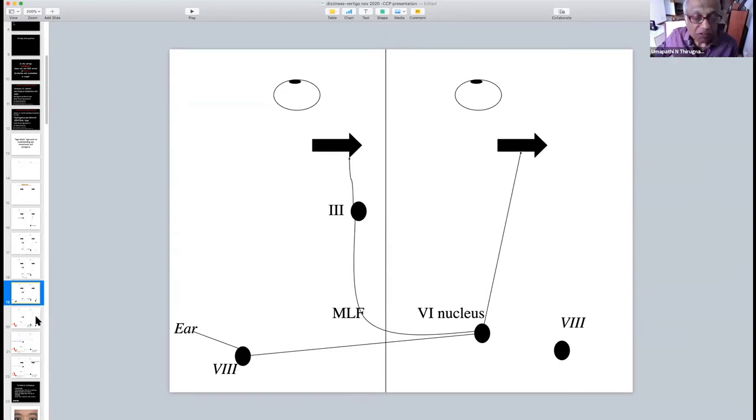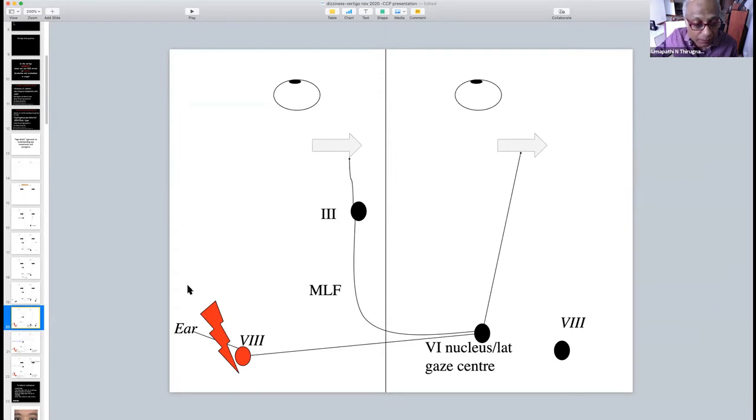Now, in peripheral pathology, obviously, the pathology is where the lightning is striking in my picture, correct? So now, if you understand this diagram that I just showed you, or the actor I was showing you in front of the camera, you will be able to figure out what kind of nystagmus you would expect. So let's just concentrate on my face now. All of you watch my face while I point towards the camera.